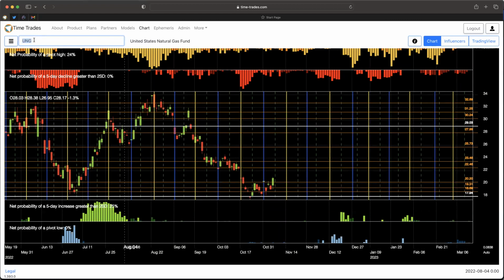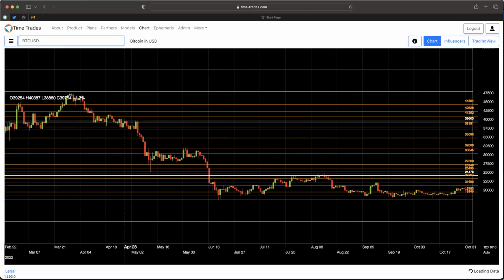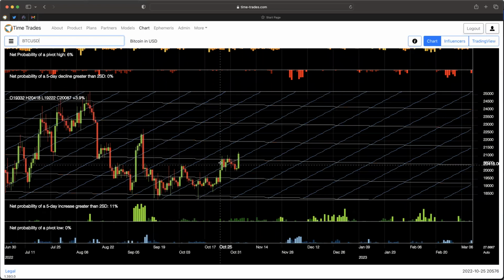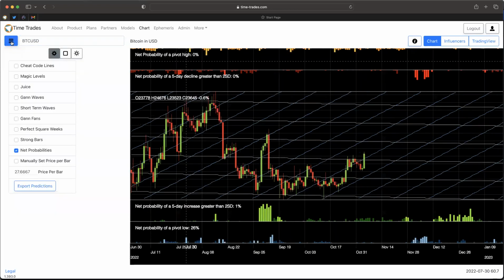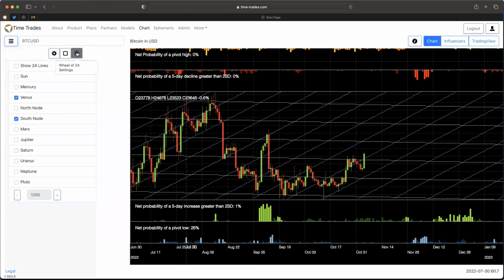Let's take a look at crypto quickly. Crypto's looking really interesting right now. We're starting to see a little bit of a return of some strength in the crypto complex. So if we take a look at Bitcoin, I want to share with you a little trick that I've kind of discovered here in Time Trades. The way I've got this chart configured, it's a little different.